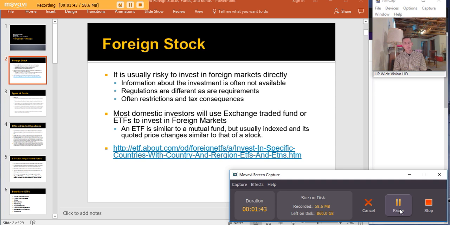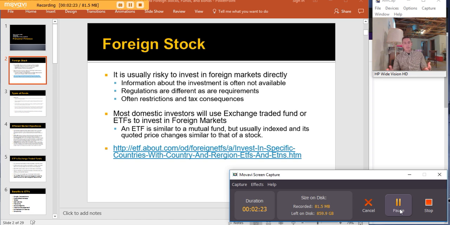The Securities and Exchange Commission regulates and mandates that certain amounts of information must be available to the investor in publicly traded investments. So it's very important that that information gets in there. A lot of those regulations aren't standardized throughout the world. They're just here in the United States. So again, there's a lot of information about the investments that's often not available. Regulations are often very different in those other countries, and often there are different restrictions and tax consequences when you invest in foreign markets directly.